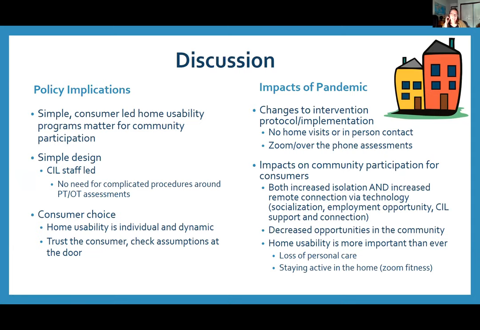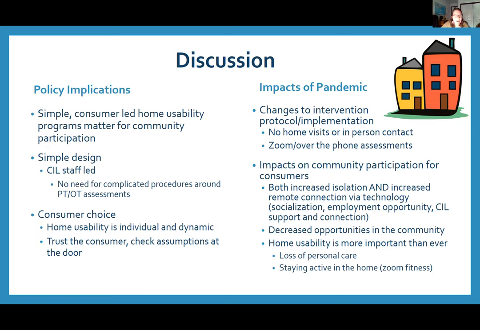So, a little bit of a discussion about this. Again, I have the home usability logo up there in the top right corner. We have a couple of things: there are both policy implications and a little bit of a discussion on the impact of the pandemic. We might get into that more later in this webinar, maybe in the third week.